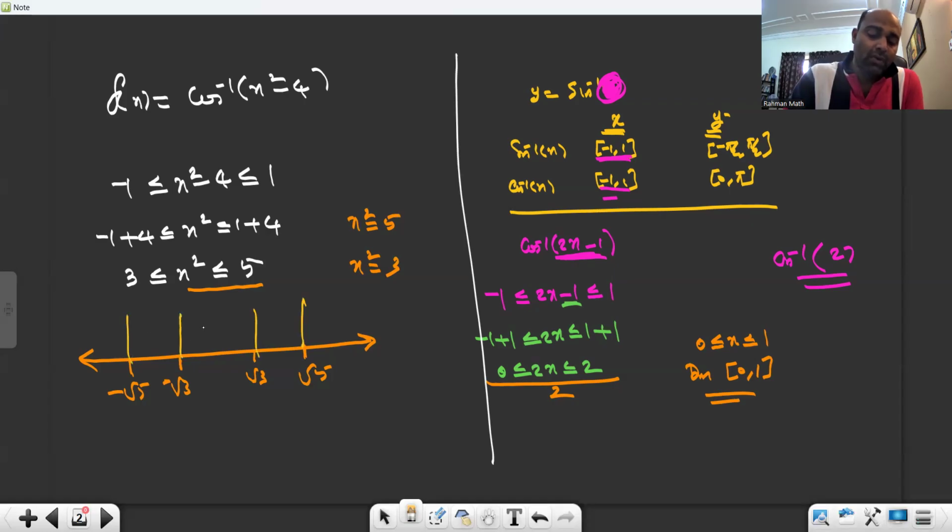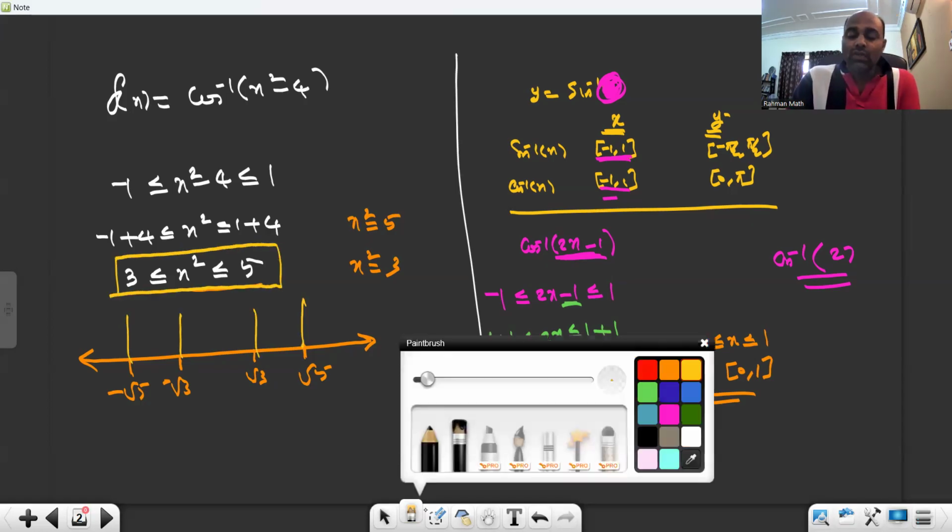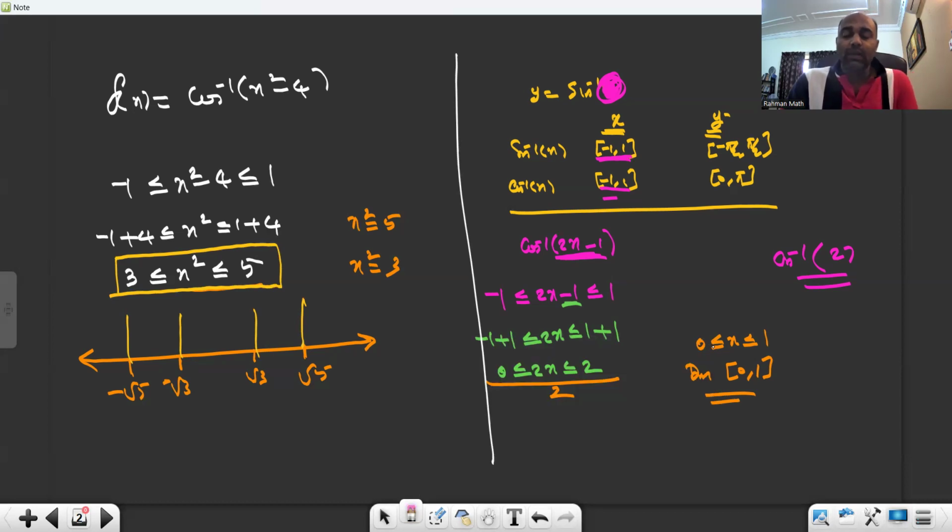So you got this many regions. Around how many regions? 1, 2, 3, 4, 5 regions are there. All the regions you have to substitute here. You should get a true statement. So we have to take a check value. Does anybody have a doubt in this one? Let me know what I wrote. Time is 6:27.